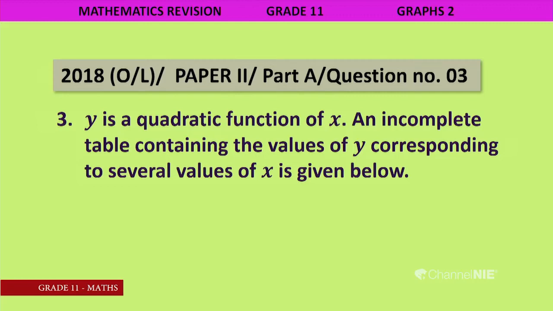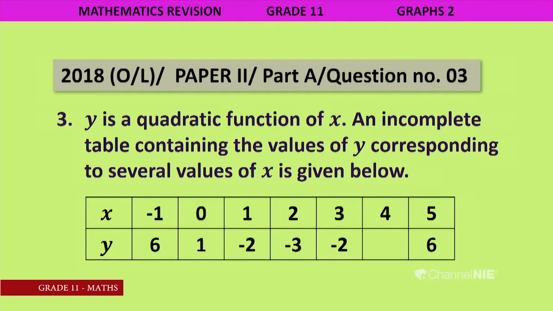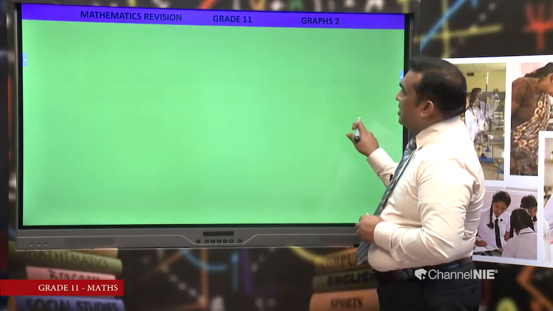Y is a quadratic function of x. There is an introduction. An incomplete table containing the values of y corresponding to several values of x is given below. This is the range of x: -1, 0, 1, 2, 3, 4, 5. These are the given corresponding values of y. Then we want to find the y coordinate when the x coordinate is 4. They will ask that as a question.